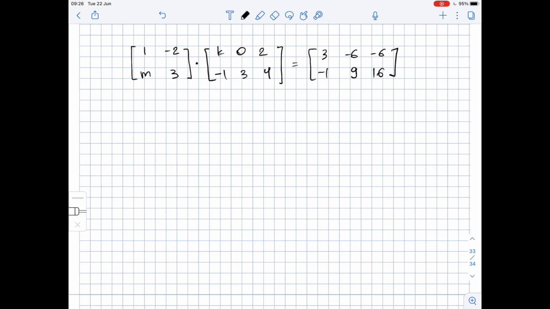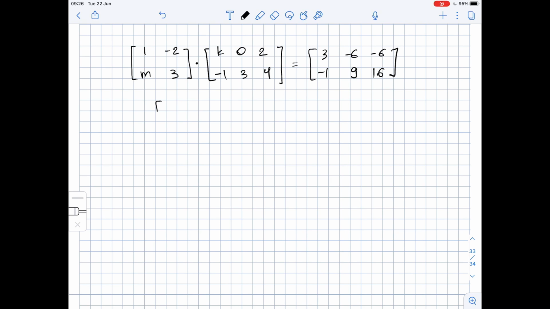So according to the given information, we need to find the values of m and k. Well, we can see that on the left side of our equality, there is multiplication of matrices. So let's multiply these matrices. We remember that to multiply two matrices, we need to find the dot products of the rows of the first matrix and corresponding columns of the second matrix.